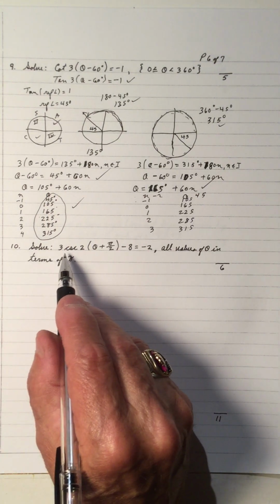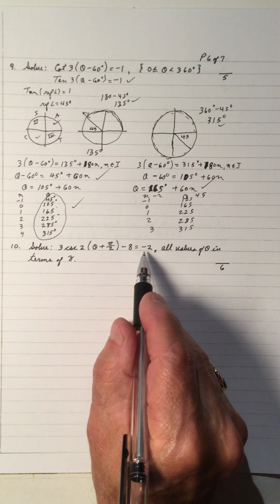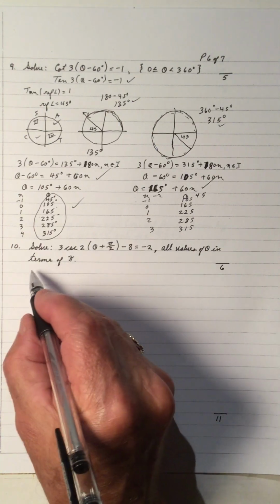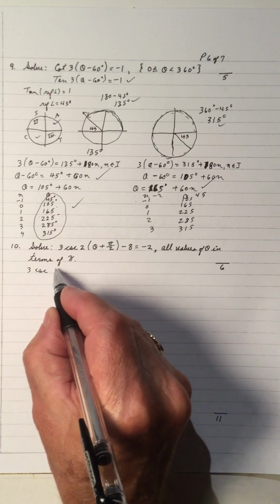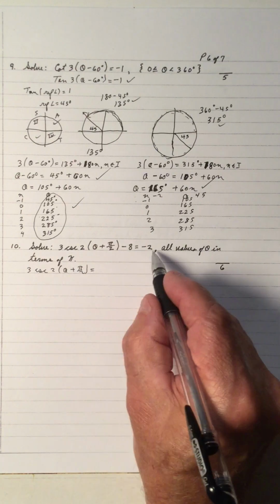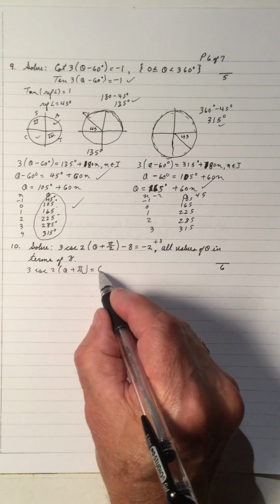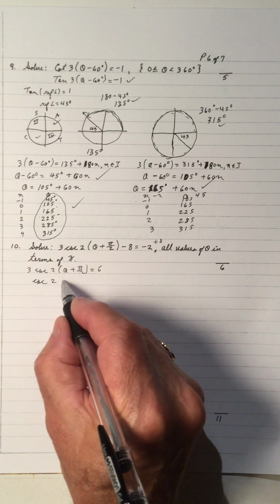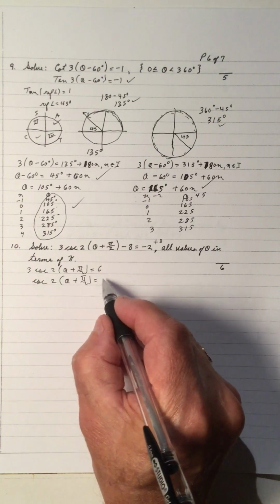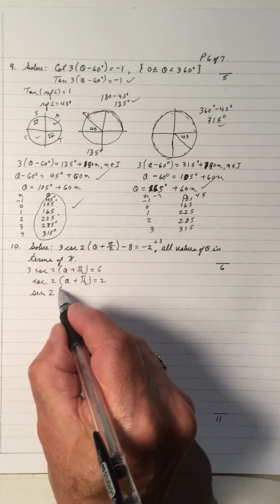Number 10, solve 3 cosecant of 2 times theta plus pi over 2, minus 8, equals -2, for all values of theta. So we're finding for all values. First of all, we have to solve this. So there's 3 cosecant, and -2 plus 8, that's a plus 8 there, so that makes a 6. So we have cosecant of 2 times theta plus pi over 2. 3 into 6 goes 2. And we have cosecant, so let's change it to sine of the same angle.